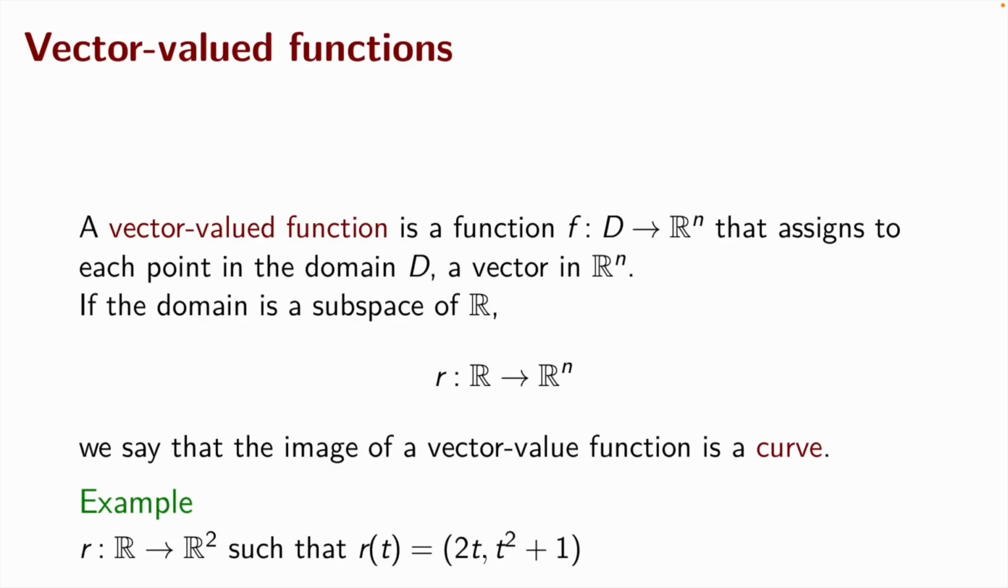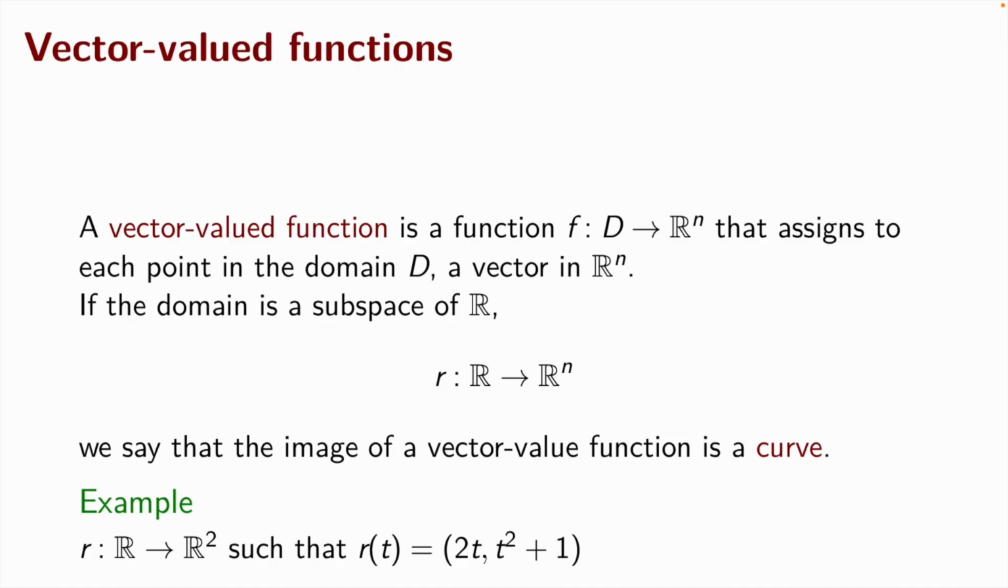A vector value function is a function from a domain D to Rn that assigns to each point in the domain a vector in Rn. The fact that the codomain is a space of vectors is what makes this a vector value function. And if the domain is a subspace of R, so we consider, for instance, a function from R to Rn, a function of only one variable, we say that the image of a vector value function is a curve.